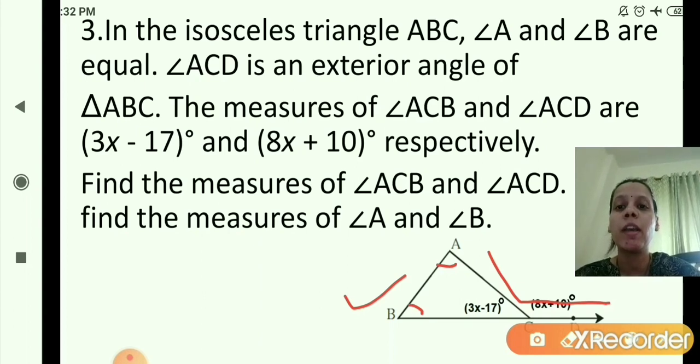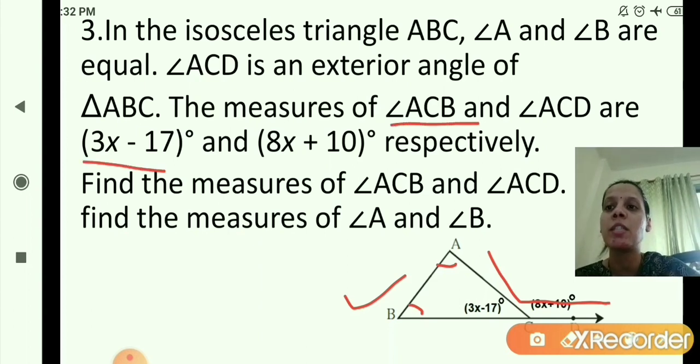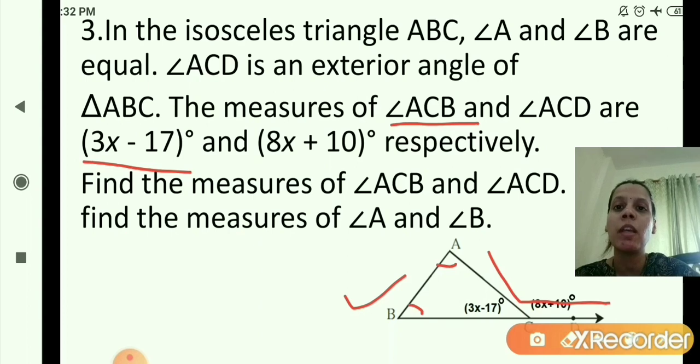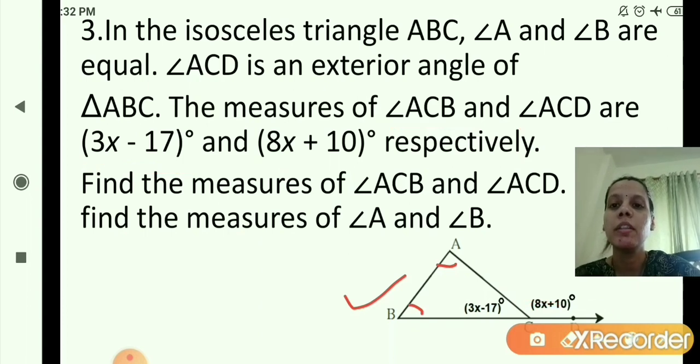And the measures of angle ACB and angle ACD are given. What is the measure of angle ACB? 3x minus 17, correct. The measure of angle ACB is 3x minus 17 and the measure of angle ACD is 8x plus 10 degree. So we will write that here. This is 3x minus 17 degree and angle ACD, that is 8x plus 10 degree. So we will write it down in the figure.